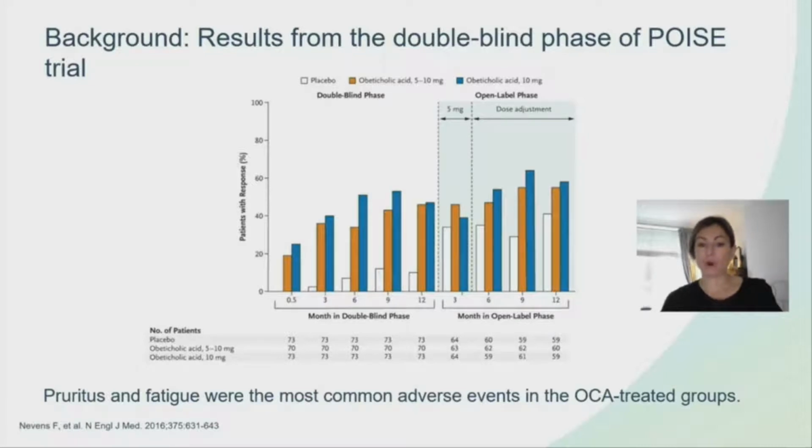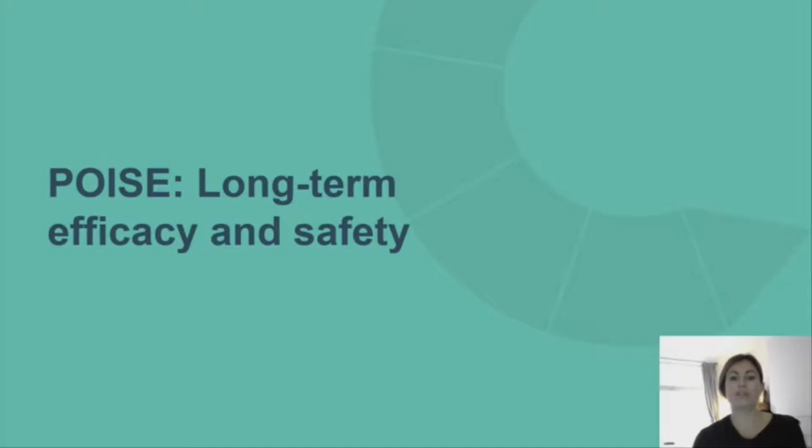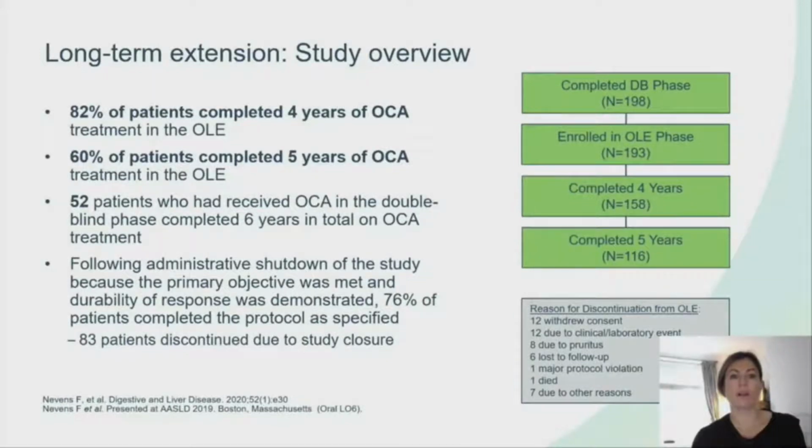Pruritus and fatigue were the most common adverse events in the Acalava treatment arm. And so on to the results of the long-term efficacy and safety open label extension of the phase 3 trial. So 82% of patients completed 4 years of Acalava, 60% of patients completed 5 years of obeticholic acid in the long-term extension study. In the final 6th year, 52 patients had received Acalava in the double-blind phase trial.